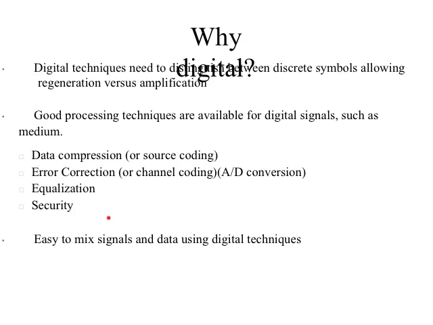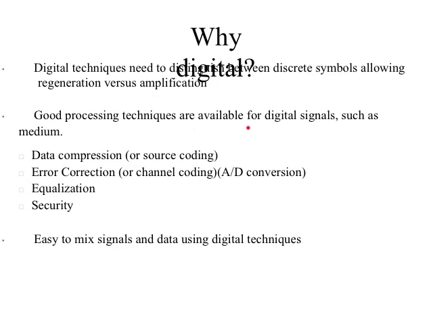The security of the information. In digital communication, the information will be secured. It will be transmitted to the receiver in a secured manner. So, we need to go for digital communication, and in digital communication we can easily mix the signals and data using the digital techniques. Like this, we have got many advantages. This is the reason why we need to go for digital communication apart from analog communication. Digital techniques need to distinguish between discrete symbols, allowing regeneration versus amplification.